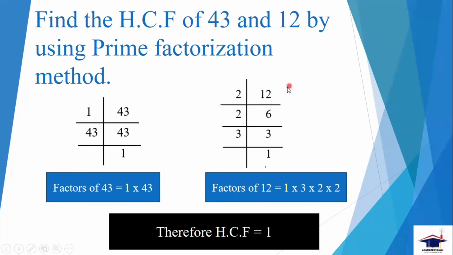Coming to 12. 12 is not a prime number. It is divisible by more than 2 numbers. That is, 2 sixes are 12, 2 threes are 6, 3 ones are 3. So the factors of 12 are 1, 3, 2 and 2 to the power of 2. So here the common factor is only 1. Hence the highest common factor for 43 and 12 is 1.